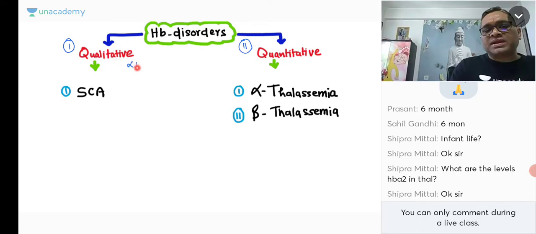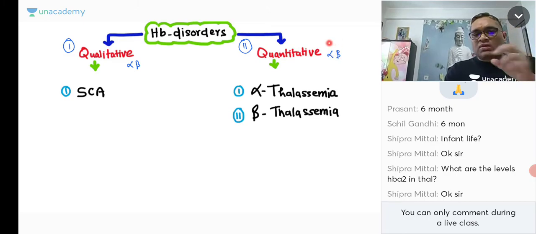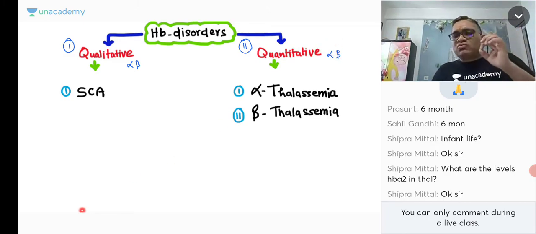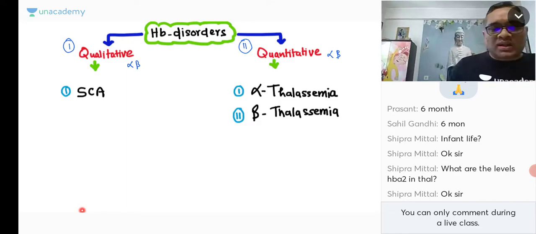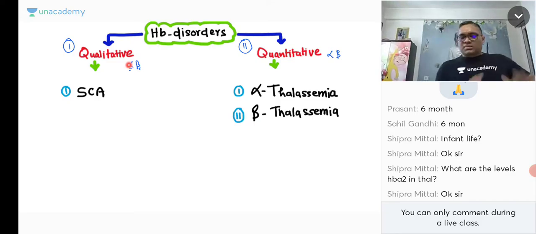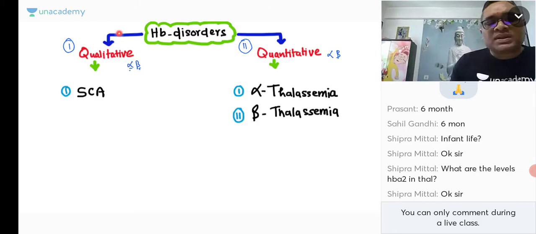Quality means what? See, in hemoglobin there are two chains, alpha and beta chain, right? They are paired. So what is the meaning of qualitative? Qualitative means the quality of hemoglobin is altered, the quantity is not altered. Maybe for the alpha chain and beta chain the quantity is the same, but the quality has been altered. Probably one amino acid, maybe a positively charged amino acid, has been replaced by a negatively charged one or the reverse. So one amino acid would have been changed, but not the concentration, not the quantity. Right?